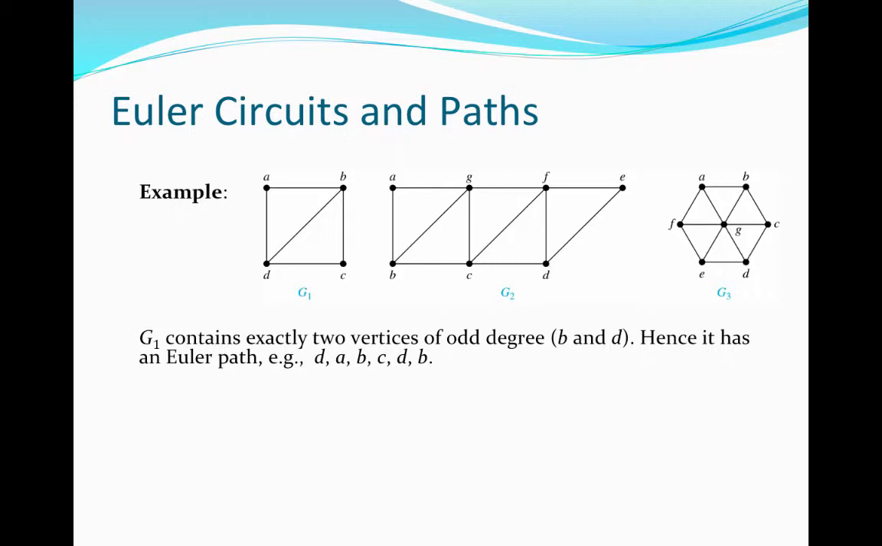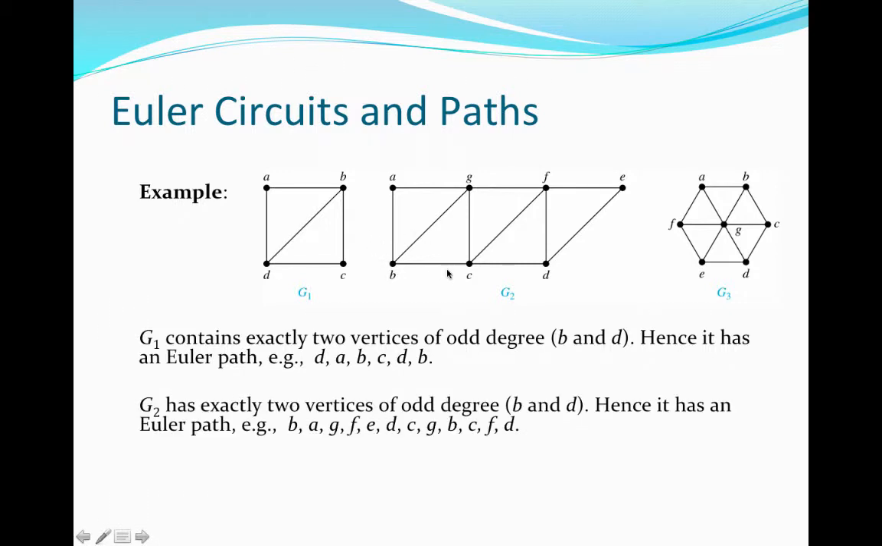Now where should we start in order to construct our Euler path? Well, we could either start at B or at D. If we start at B, we can go all the way around the outside, and then we need to cycle back and forth. So we can go from C to G to B to C to F. We know that we need to end up back at the other vertex of odd degree. So that will help you to construct Euler paths.